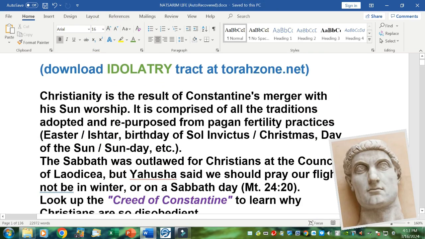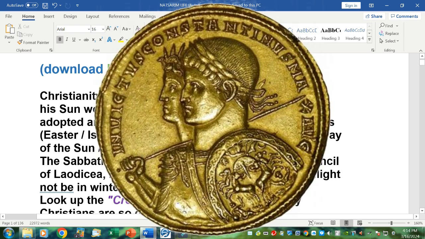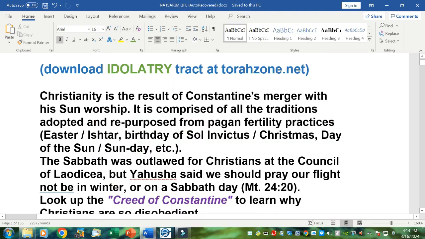Christianity is the result of Constantine's merger with his sun worship. He appeared in the early 4th century, like 321, when he made Sunday an edict, the Edict of Constantine. He made Sunday dedicated to his sun deity, and all shops were ordered to be closed, and business was to shut down, and people were to honor Sol Invictus, which was his title for Apollo.